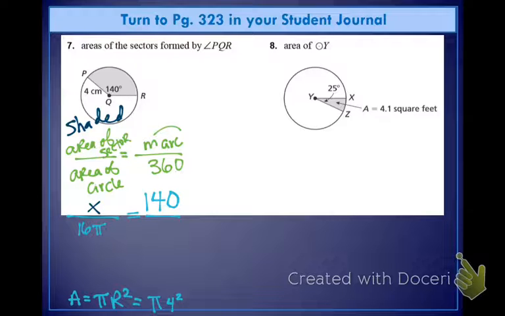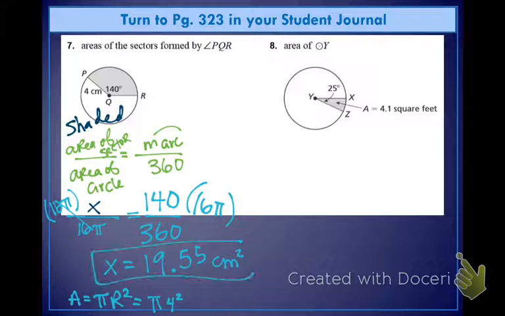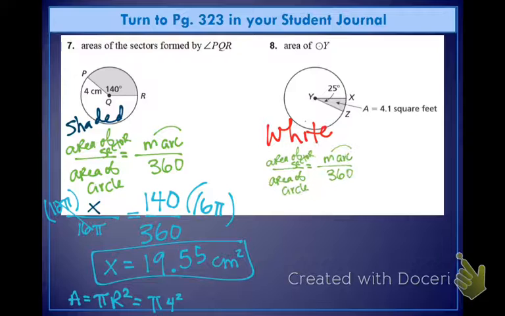the shaded, where I'm doing the shaded first. So 140 over 360. Multiply both sides by 16 pi. So x equals, what's the answer? Point 5, 55 centimeters squared. Could be. The white, do we use a different formula? No, we use the same formula.